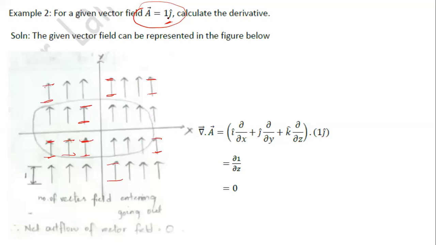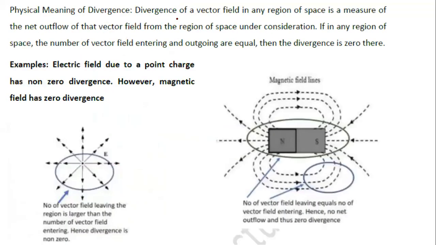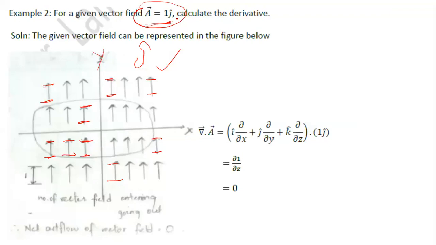And the direction is along j cap. J cap direction means it is pointing along the y-axis. All of them are pointing along the y-axis, as you see in the picture here. All the vectors represented by this are pointing along the y-axis, and they all have a magnitude of 1, the same fixed length. Now let us take the divergence of that vector again.